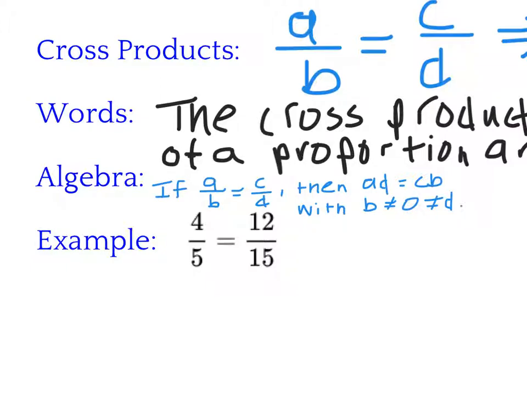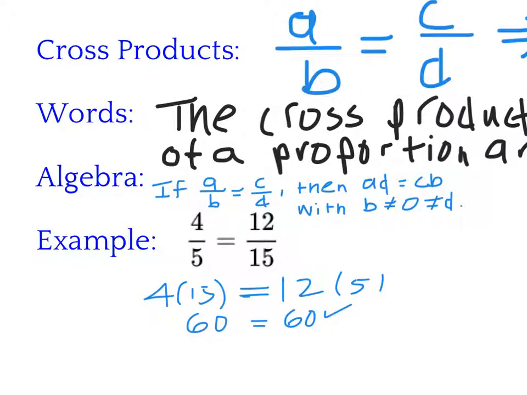Our example: 4/5 equals 12/15. This is because if we use cross multiplying, we end up with 4 times 15 equal to 12 times 5. 4 times 15 is 60, and 12 times 5 is 60. So we can see in that example that it's actually correct.